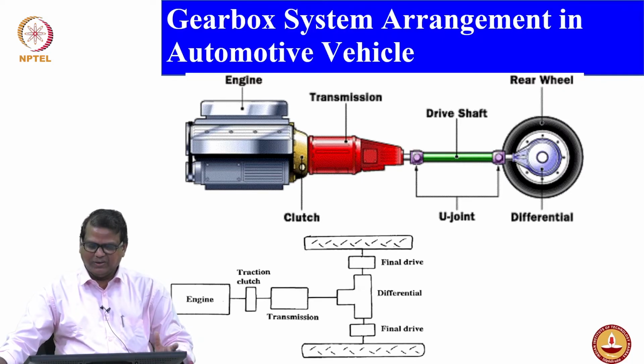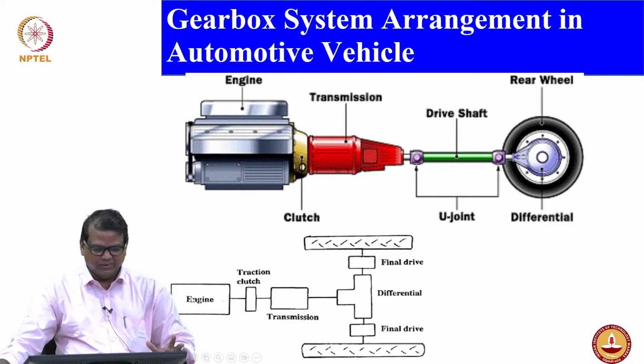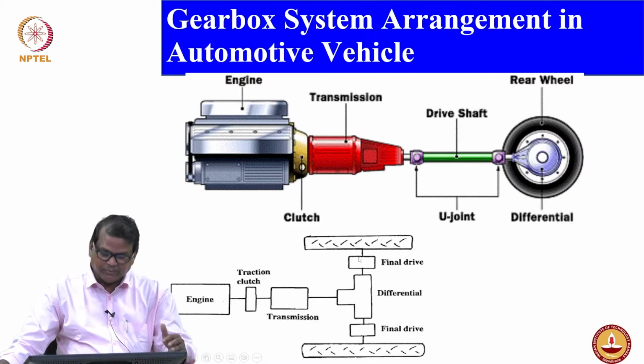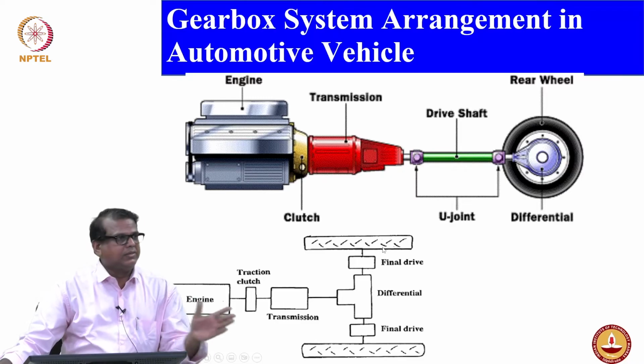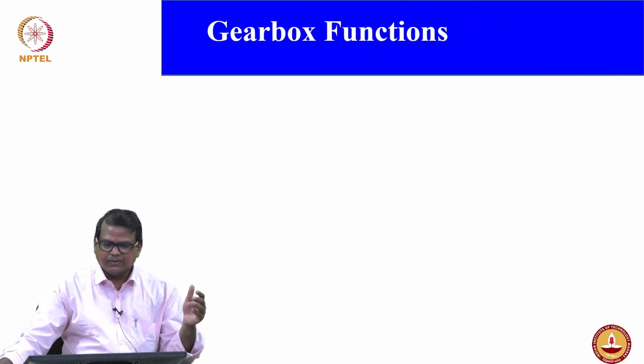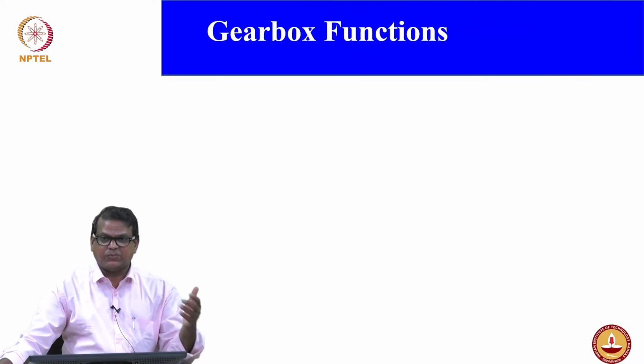In fact, you can look at this again, top view: engine, traction clutch, transmission, differential gearbox, then finally the axle, and from the axle it goes to the wheel. This is how the transmission takes place. Okay, gear function, that is what I said.